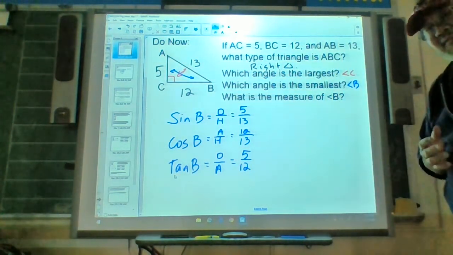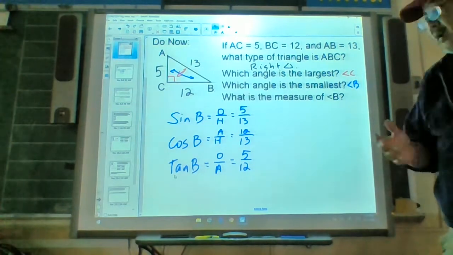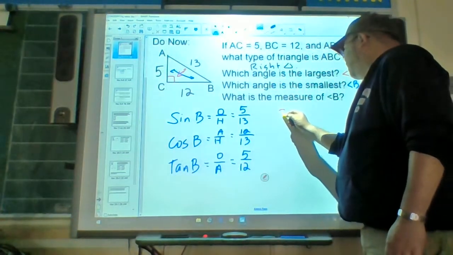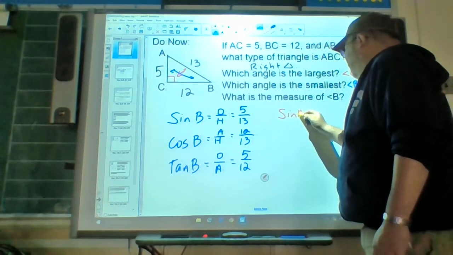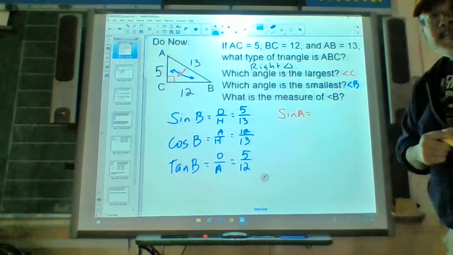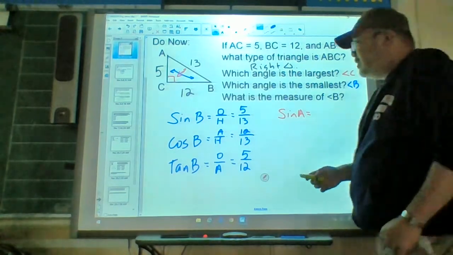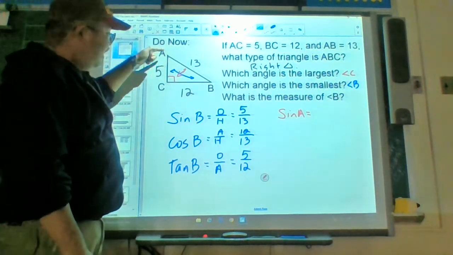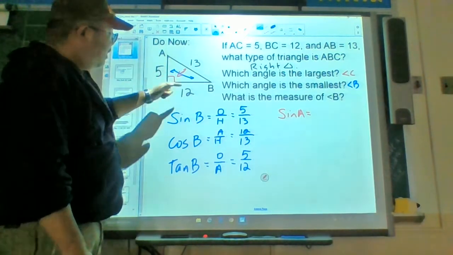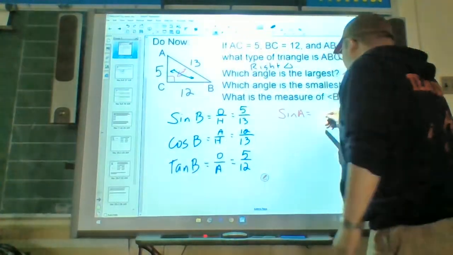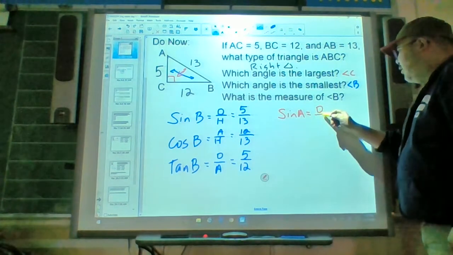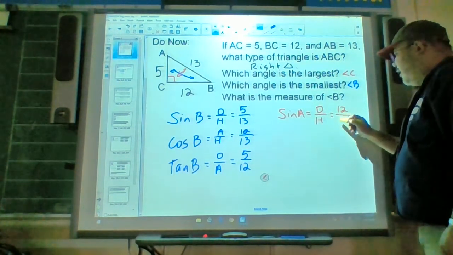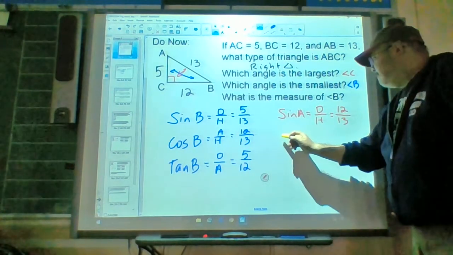But we don't always take it from one particular angle. It could be from another angle, in this case, angle A. Let us take a look at the sine of A. And the sine of A, notice the angle here, A, now has a different leg opposite. The leg opposite over hypotenuse. Here, our leg opposite of angle A is 12, while hypotenuse stays the same as 13.